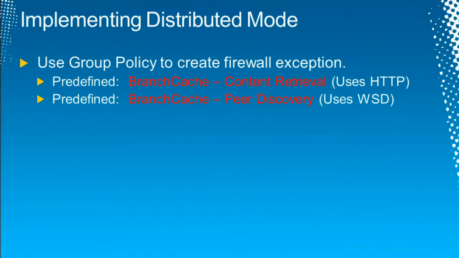If I do have firewall settings, which some of us do inside our LAN, I can create an exception for those two predefined experiences, branch cache content retrieval and branch cache peer discovery. Okay, open those up through the firewall and poof, I'm going to be able to do that.